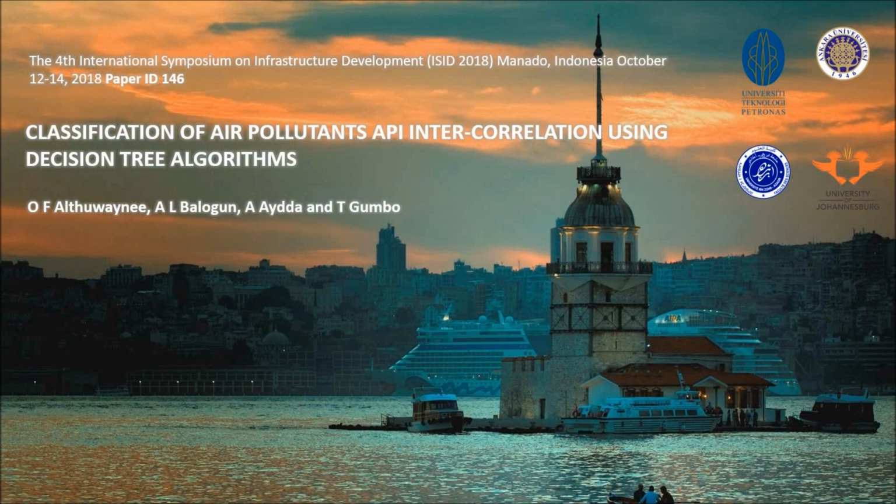We discuss the submitted article about classification of air pollutants API intercorrelation using decision tree algorithms.